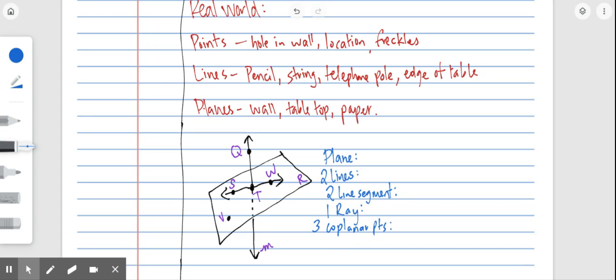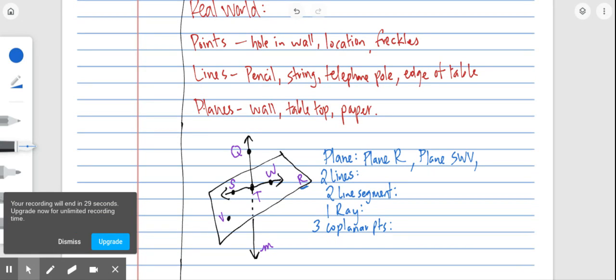All right, I've come back. So the plane, I notice that there's a little R in this corner. It doesn't have a point associated with it, which means that is the name for the plane. So this is plane R. I can also call it by three non-collinear points. So I could choose S, W, and V. So I could call it plane SWV. I could also call it plane STV, SWV, as long as I've got three non-collinear points.